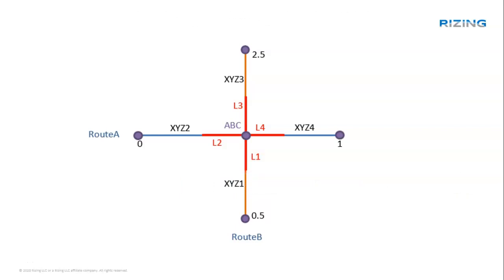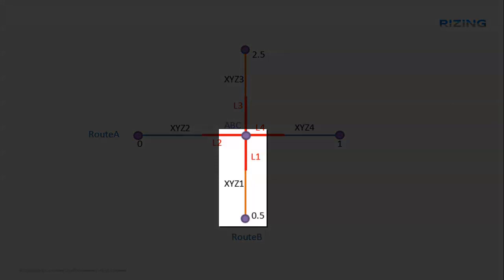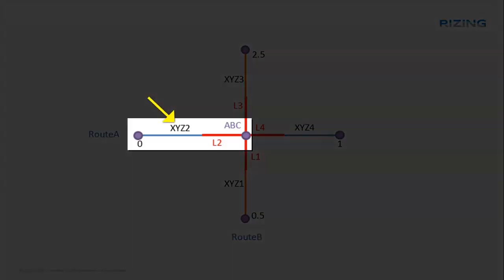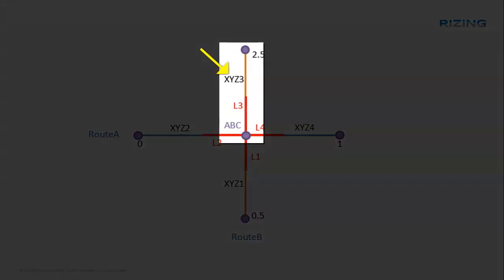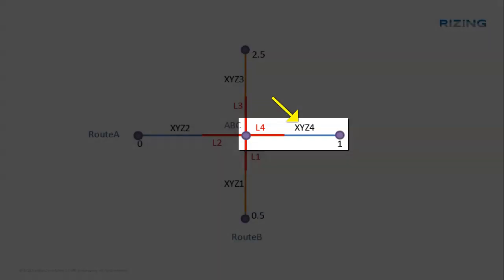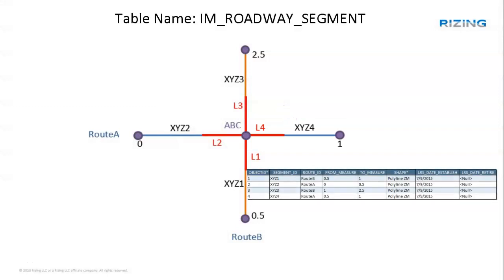The Roadway Segment feature class manages all route segments that are represented by the full extent of routes between intersections. In the diagram, the route segments have the segment IDs of XYZ1, XYZ2, XYZ3, and XYZ4. This example of the roadway segment table contains all intersection to intersection route segments depicted in the diagram.